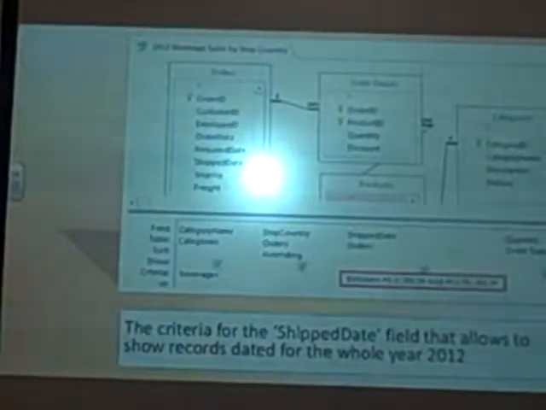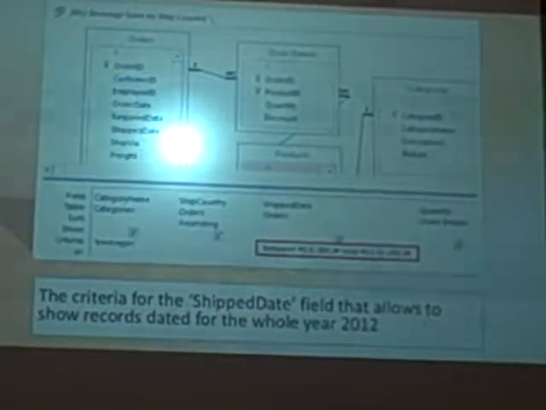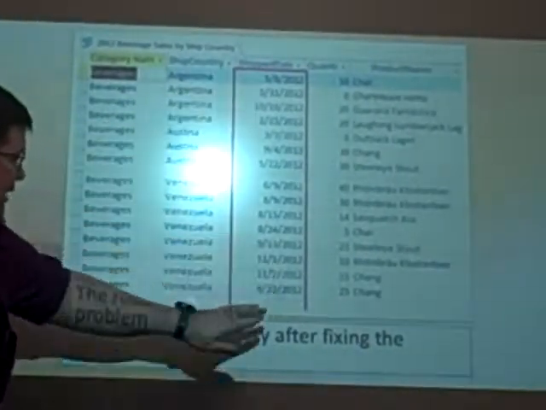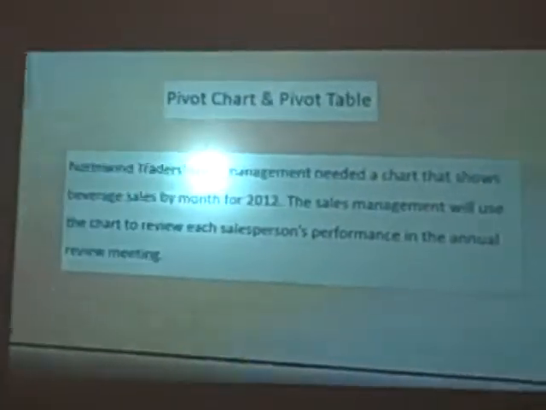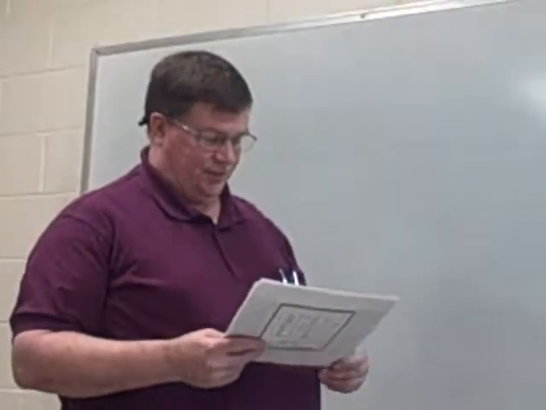And then we flip over the criteria for the ship date field to show records dated for the whole year of 2012. We resolved the query after fixing the problem. As you can see, everything from the dates down is listed as it should be, which is good. And then we have the pivot table, chart, and table, excuse me.